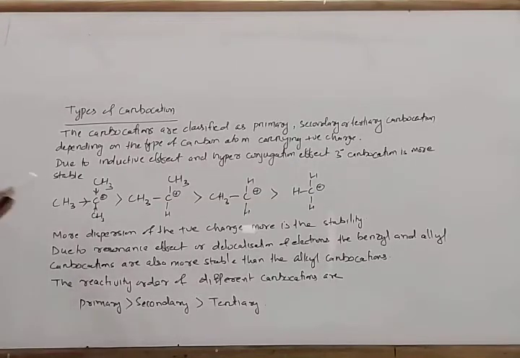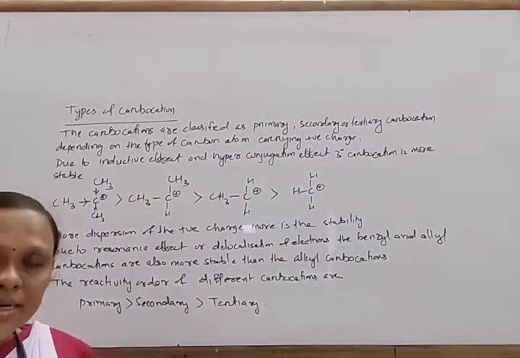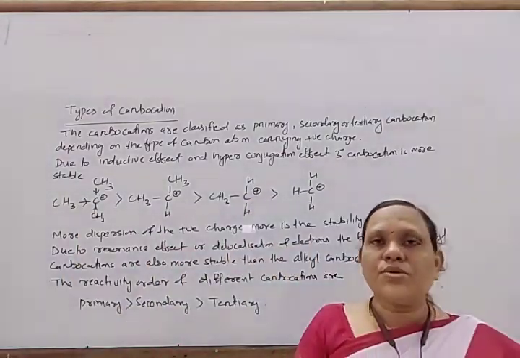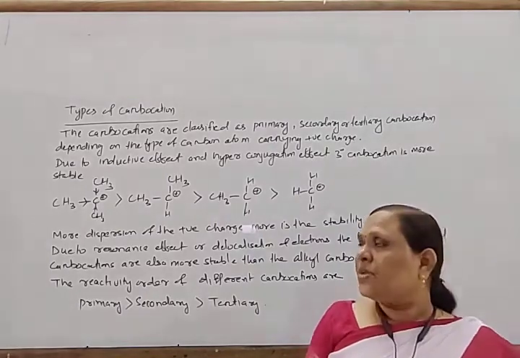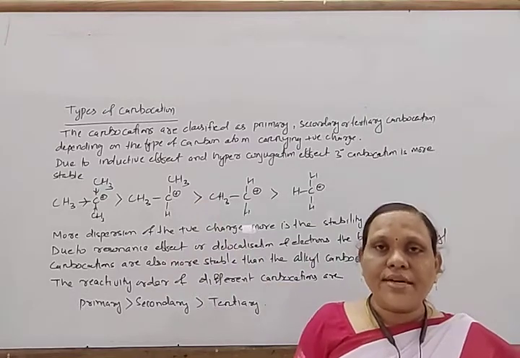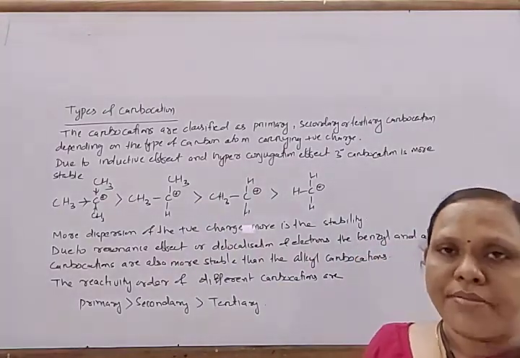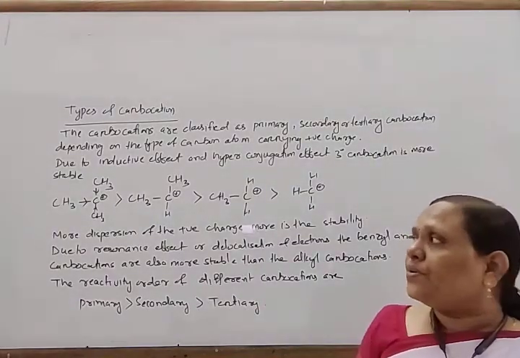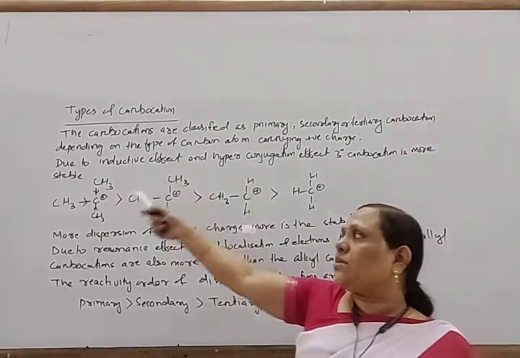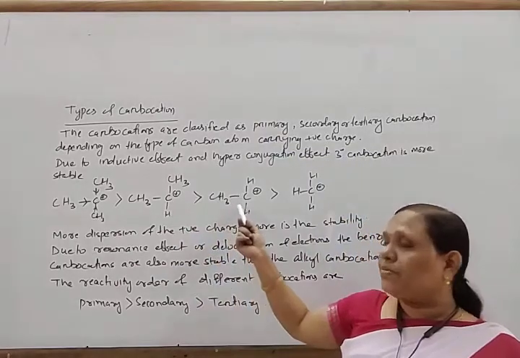So the next type of carbocation: carbocations are classified as primary, secondary and tertiary carbocations depending upon the nature of the carbon atom which carries the positive charge. Alkyl carbocations are classified into three types: tertiary, secondary and primary carbocation. Due to resonance, the inductive effect and the hyperconjugation effect, tertiary carbocations are more stable than secondary, and secondary more than primary.